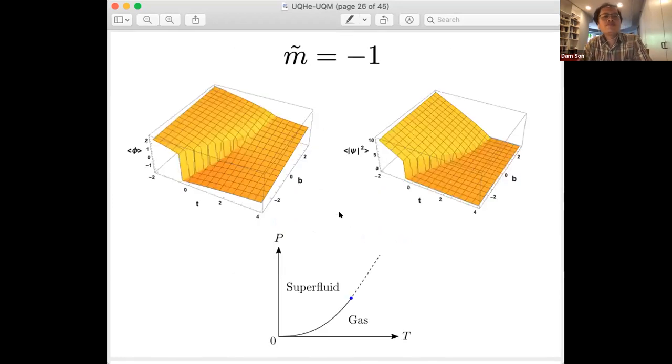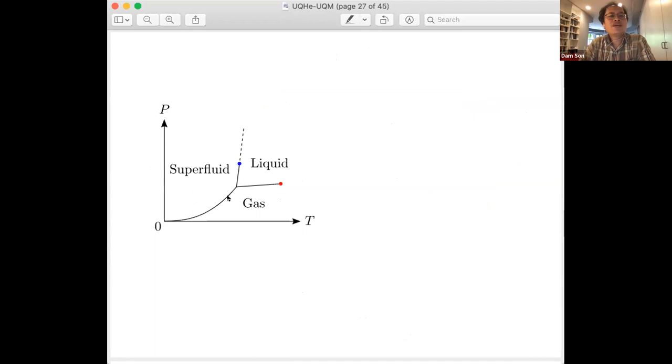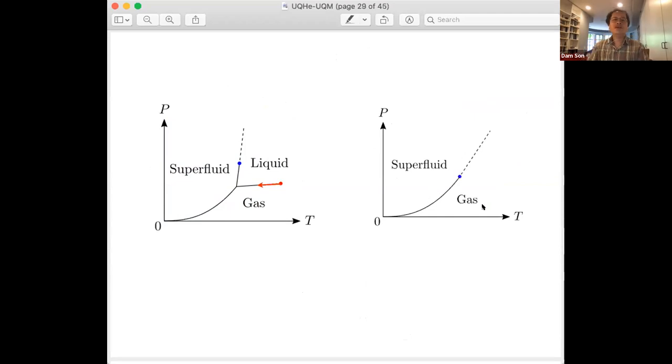So using this, in mean field theory, we can go to lower m tilde, supposedly a lower value of the mass of the nucleus. At some point, m tilde equal minus one, we see a diagram which looks even simpler than that. We have a superfluid and a gas. There is no critical point anymore. So what happened is that in the phase diagram of this type, the critical point moves toward the phase transition between superfluid and a normal phase and completely disappears under that phase transition. And as a result, we get this phase diagram.